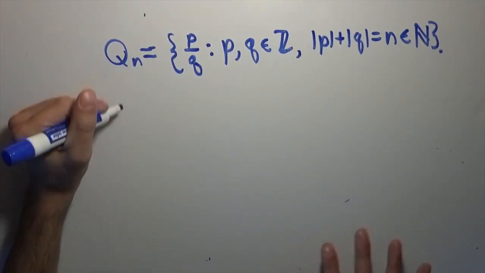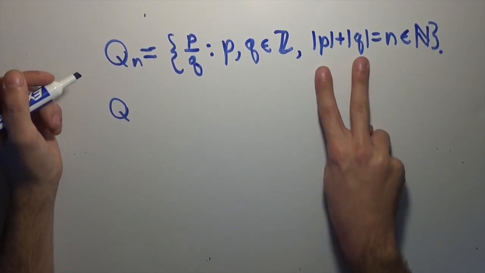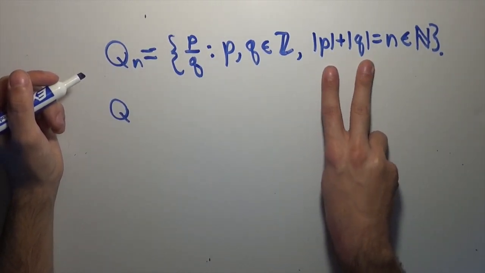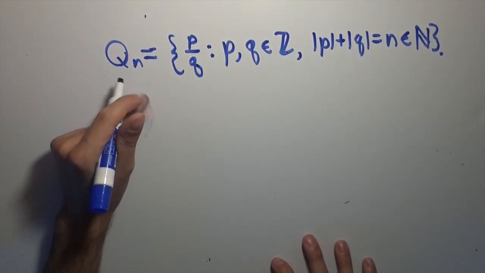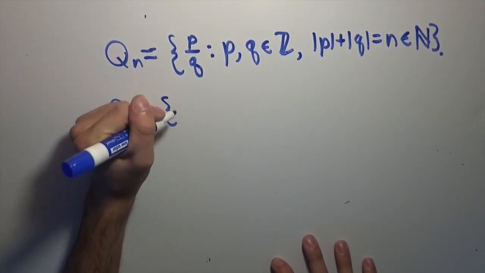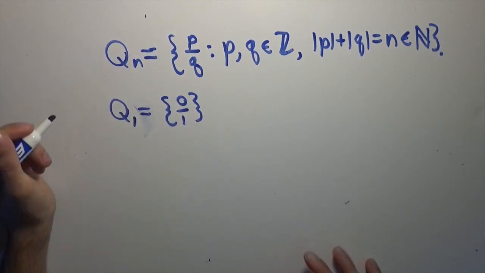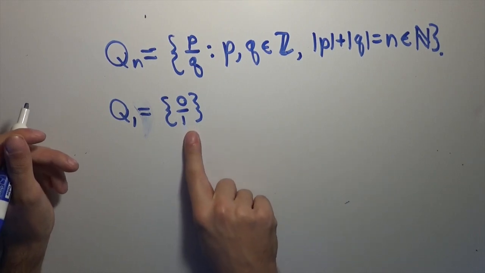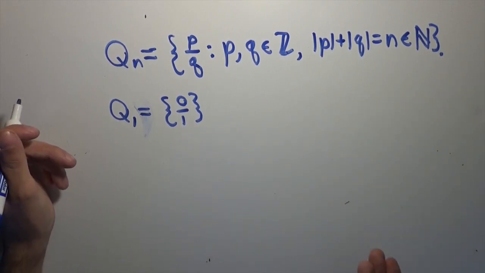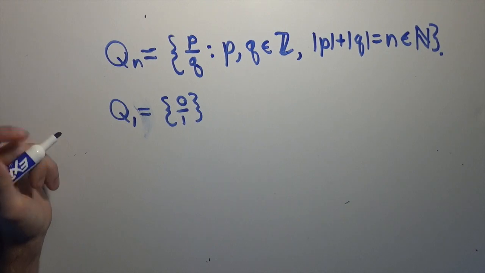So Q1 is quite simply all the fractions for which the absolute values of their numerator and denominator add together to give us 1. And there's only one fraction that does that, and that is the fraction that equals 0, 0 over 1. Right? You might think, well, 0 over -1 works, but 0 over -1 is just equal to 0 over 1, because 0 divided by a non-zero number is 0. So this is the set that contains 0.